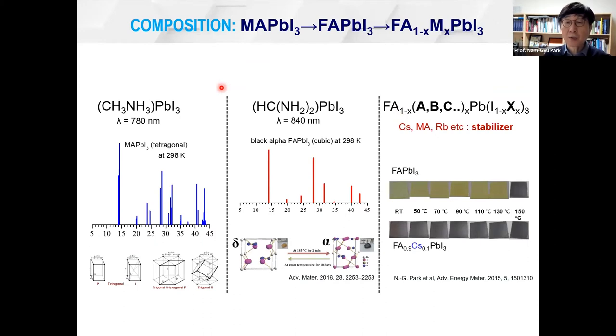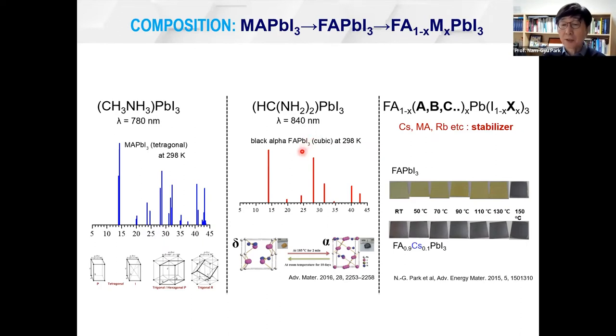And regarding compositional engineering, first we used methylammonium lead iodide with a band gap of about 1.56 to 1.6 eV. However, changing the A-site cation should not influence the band gap. However, changing the A-site cation from methylammonium cation to formamidinium cation, there is a slight decrease in band gap. Therefore, you can harvest more light because the band gap is reduced to about 1.47 eV.